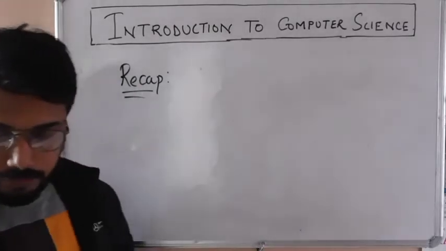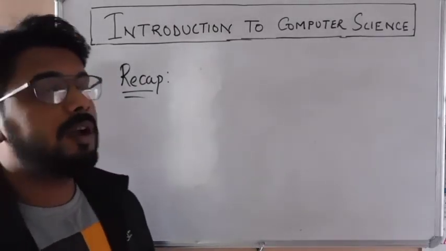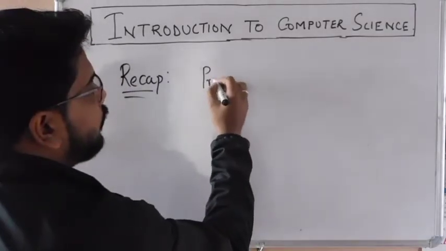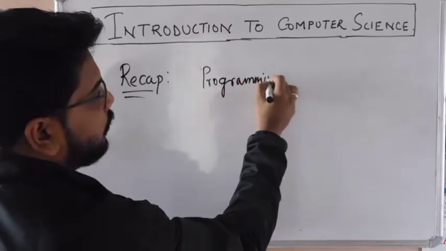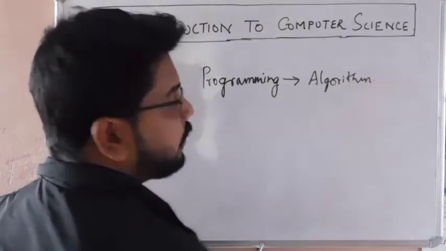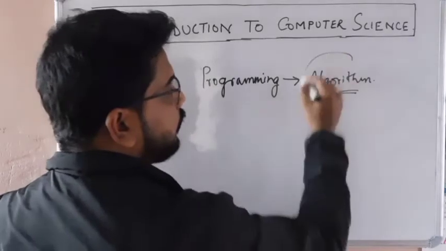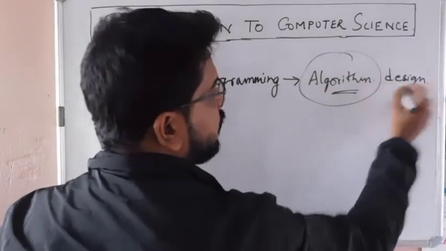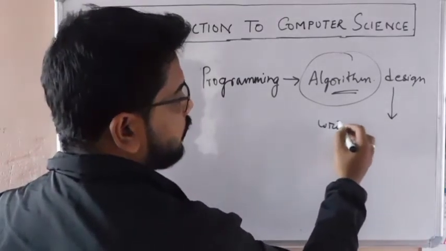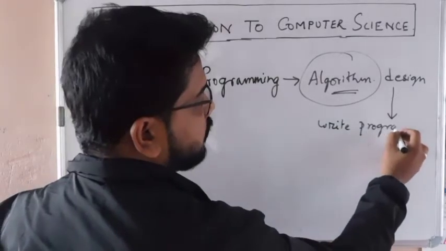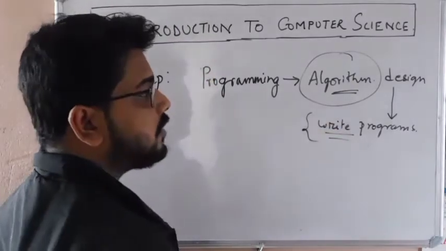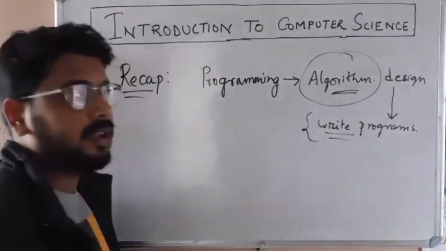Now, every one of you might be confused about what programming is, how to begin programming, and what languages to learn. So, programming is based on an algorithm, right? First of all, we design an algorithm. After designing this algorithm, we write programs. Now, how do we write programs? Using different languages.